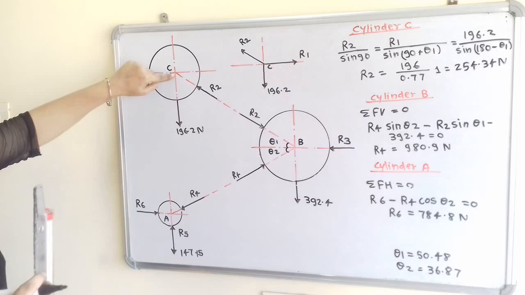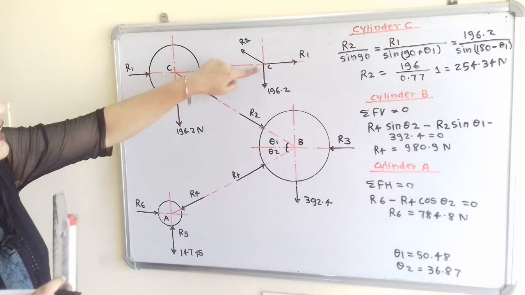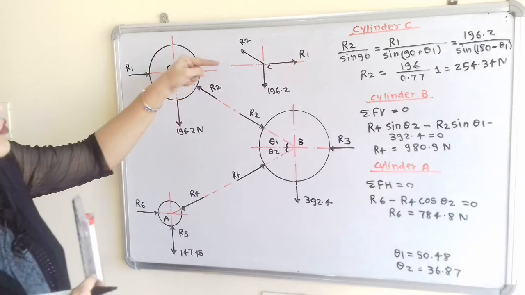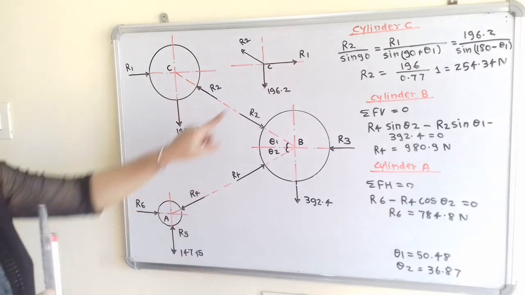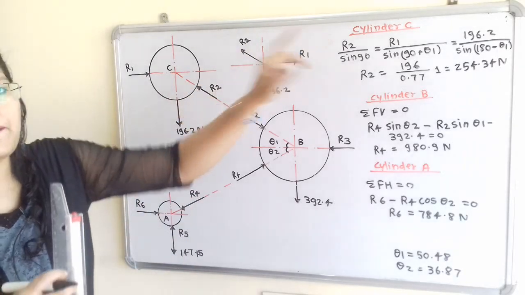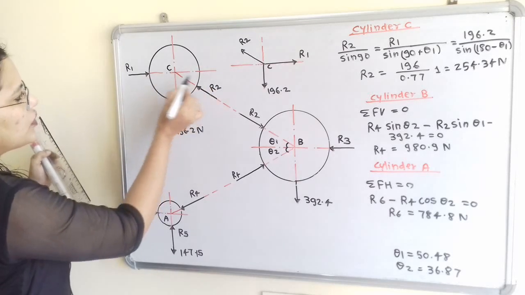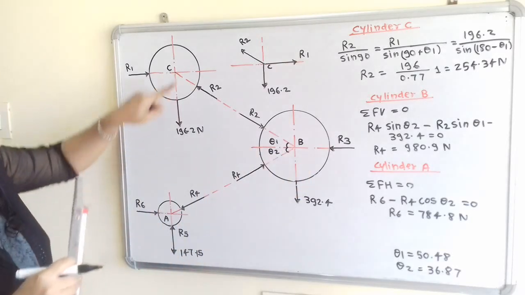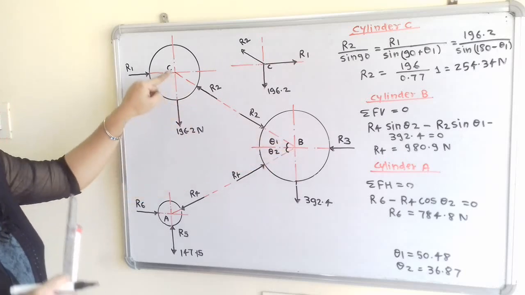Now here we will show the weight W that will act in downward direction from this point C, and R1 that will also move in the outward direction from this point C. Now for this diagram, we can apply the Lami's theorem. Now if we observe, here is the horizontal line, and this is also horizontal line for the cylinder B. In between these two horizontal lines, there is common inclined line BC.